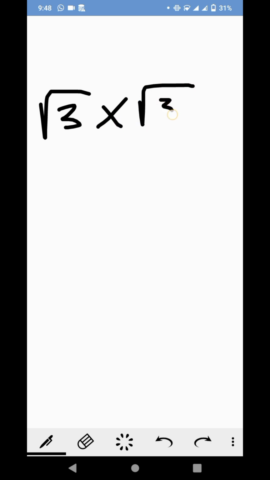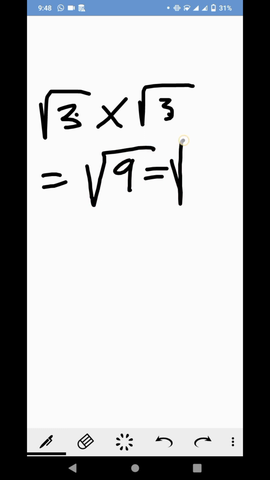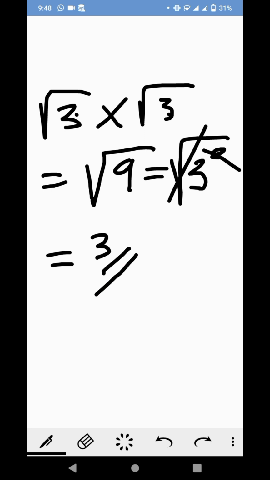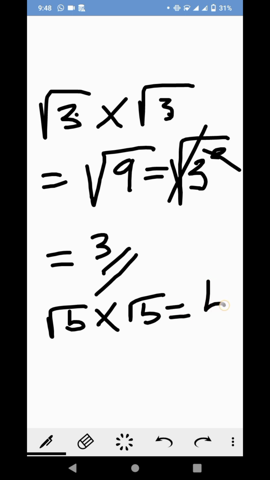Now in real figures, root 3 times root 3, like surds now, if you follow up easily, 3 times 3 will give you 9. And we know that 9 can be expressed as base 3 to the power 2. And like we already know, the square can take care of the square root, and that's why you have 3. So generally, root b times root b is equal to b.